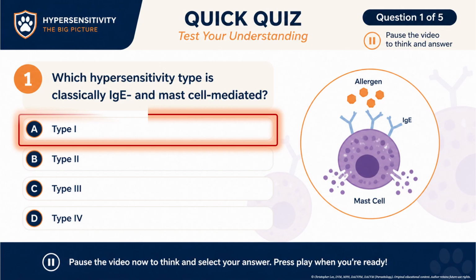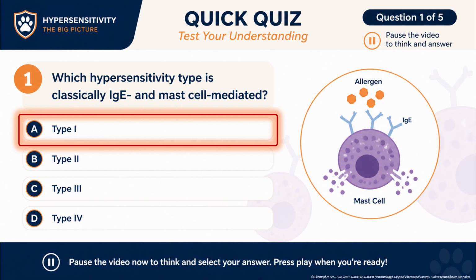The answer is type 1 hypersensitivity. When you see IgE, mast cells, rapid degranulation, and immediate mediator release, type 1 should move to the top of your list. Anaphylaxis is the severe systemic form, but type 1 can also include other immediate IgE and mast cell mediated reactions.